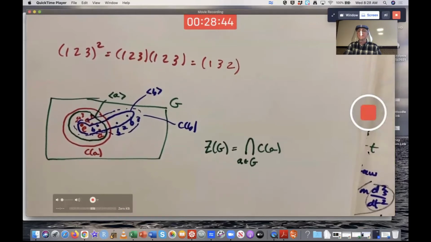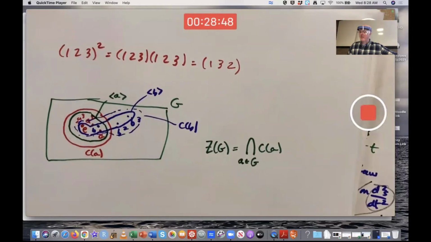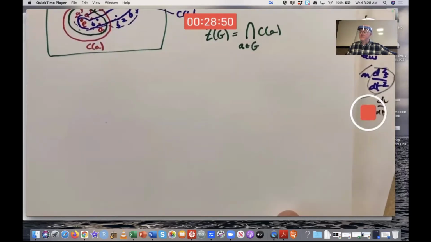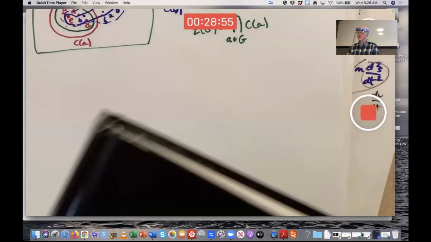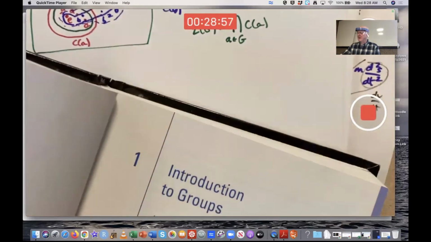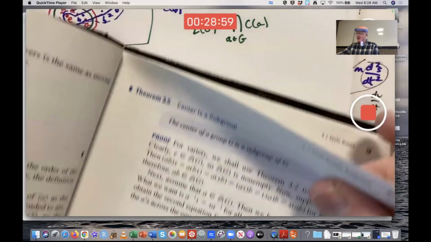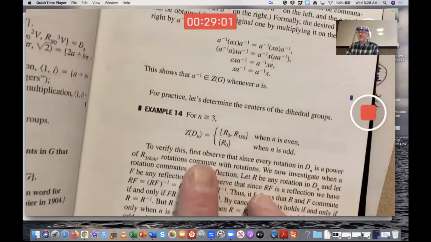Can we do an example with the center of a group? Sure. So the book, I think, does D3, if I recall correctly. They talk about the center of Dn. Okay, they do a general example.